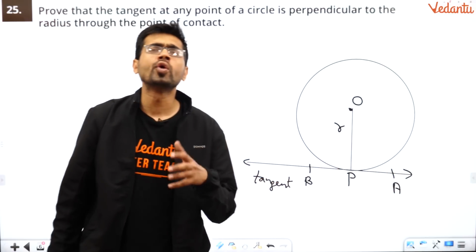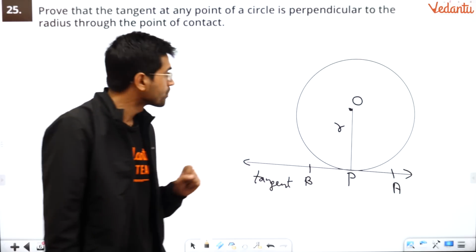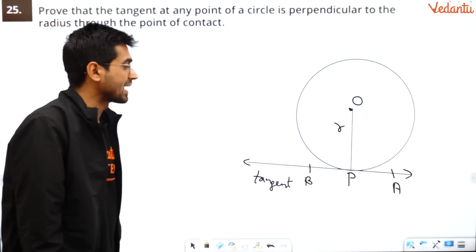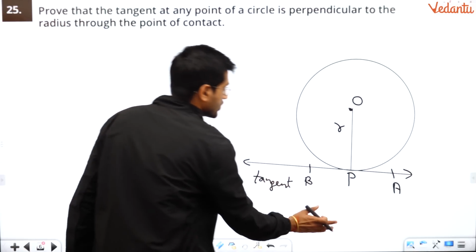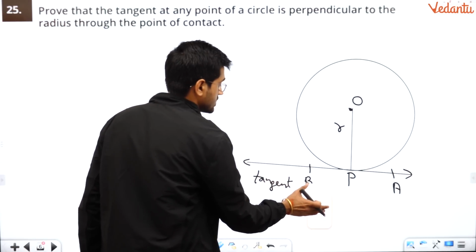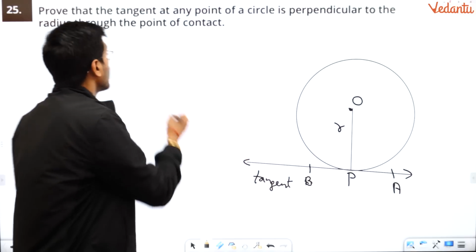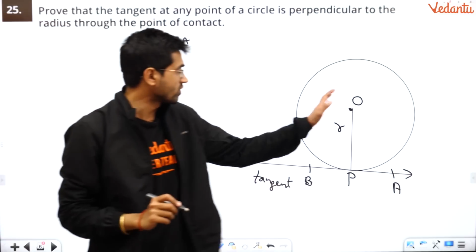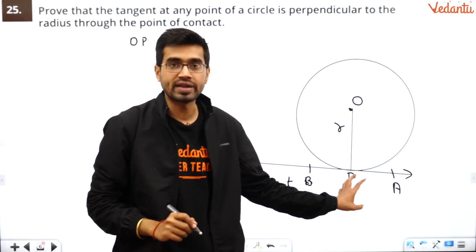Now what we need to do here is very simple. You need to prove that OP is perpendicular to AB, or BA. Suppose we call the point of contact P only. So OP is perpendicular to BA or AB, whatever you say. You have to prove that this is perpendicular at the point of contact P.